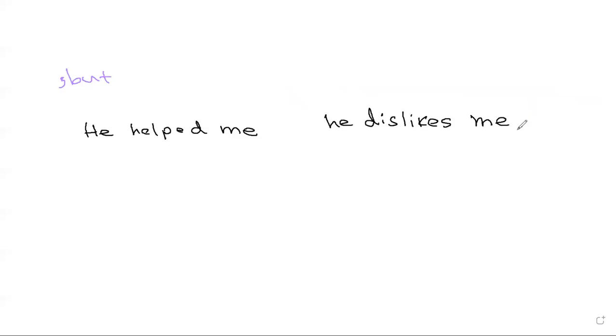Now we go over the but, comma, but conjunction. So, he helped me. And he dislikes me. So we have an example of a very, very weird person that helps people but doesn't like them. So we're going to say this can wait. This can be alone. This is independent. This is independent. Okay. What do we put here? The answer is comma, but he dislikes me.